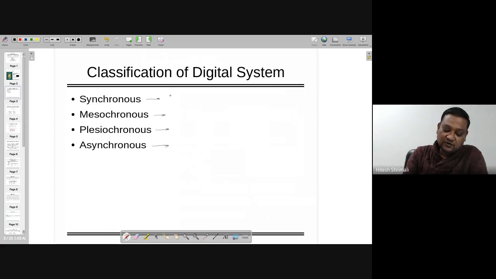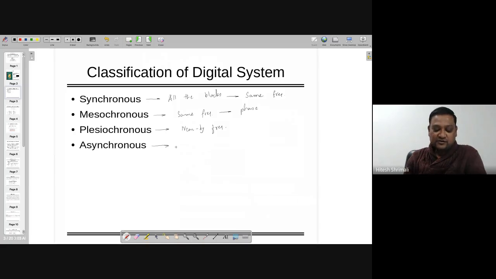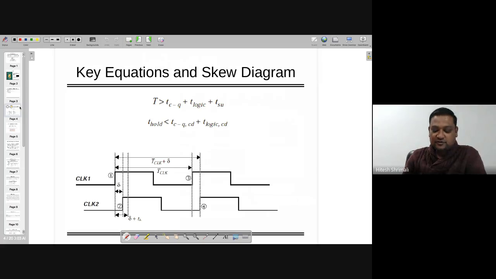So here all the blocks are getting the same frequency. Here frequency is the same in mesochronous. However, phase might be a bit different. And in plesiochronous, nearby frequency, but not exactly the same. And asynchronous is already known to you, right? So all will have different frequencies that you are applying. Now let's start from where we have stopped.